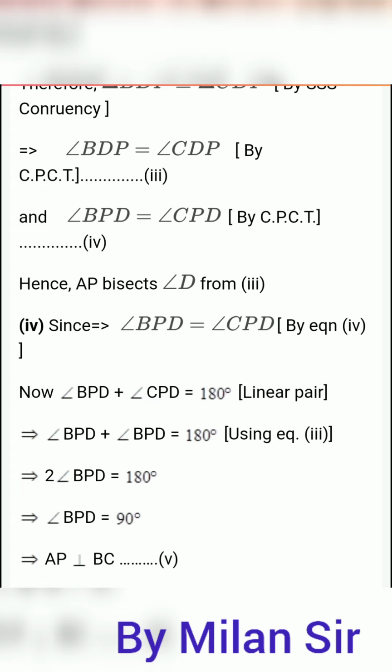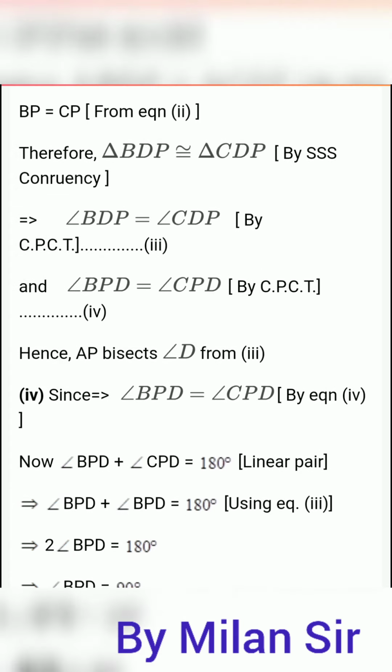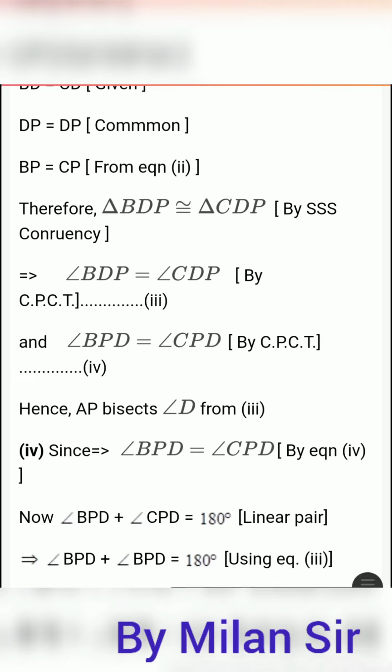So bisector is already proved. Now here from question number 3, we prove BDP is congruent to CDP. From that, we can also say that angle BPD, that means first, third, second.